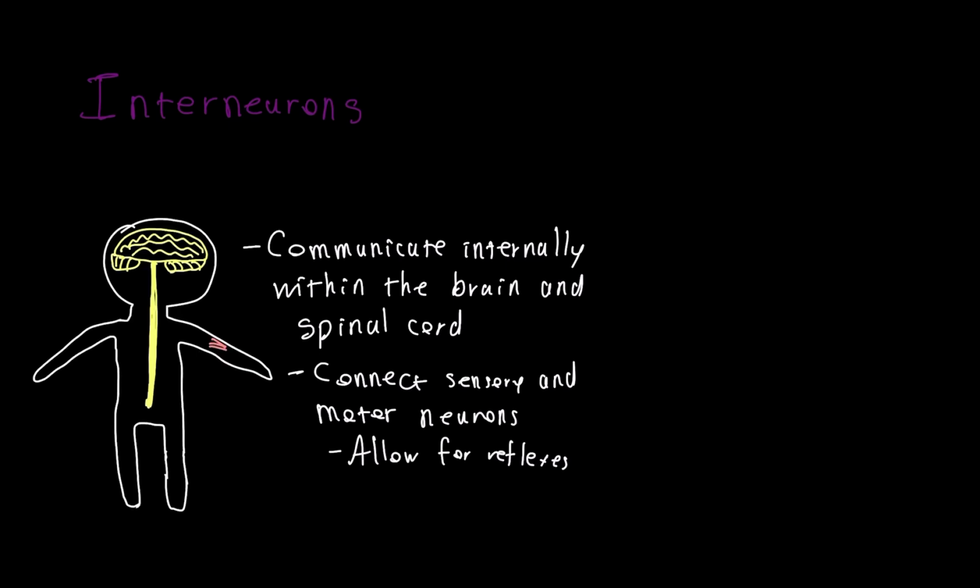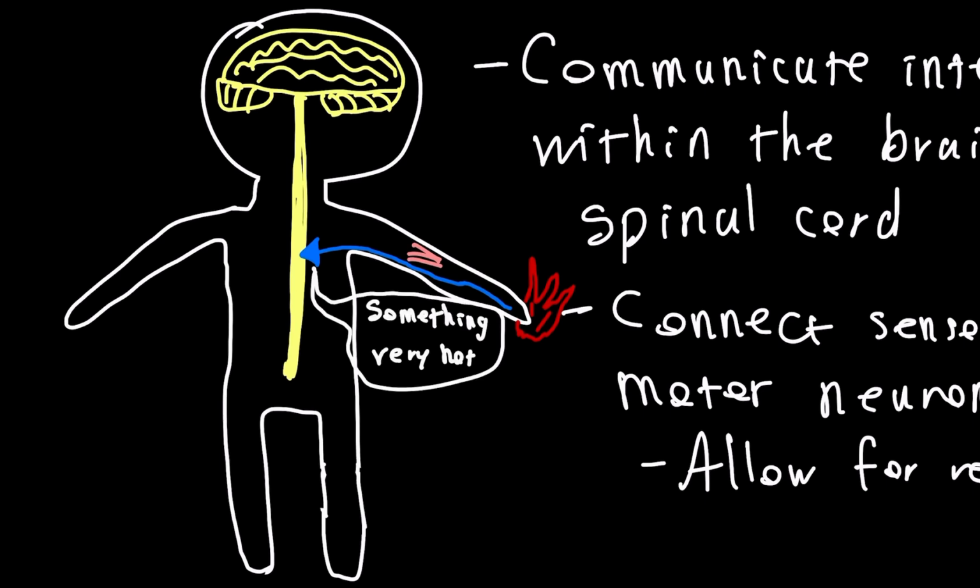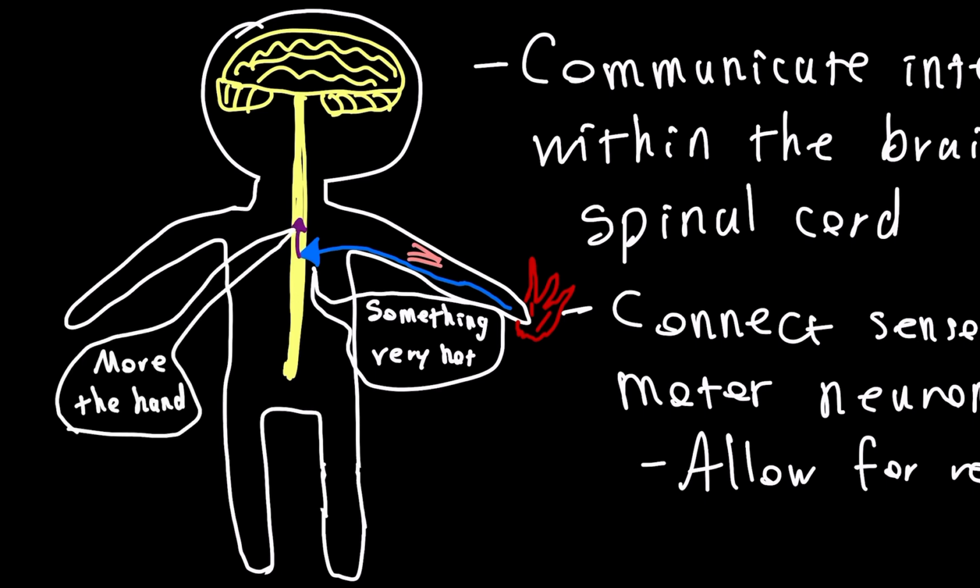So let's try and explain how this reflex happens. Let's say on your left hand you touch something hot. A sensory neuron will come in and tell your spinal cord that, hey, something's very hot. And then your spinal cord, one of your interneurons, will be like, okay, we'll tell a motor neuron, hey, move the hand. So the motor neuron comes in and will contract this muscle and move your hand away.